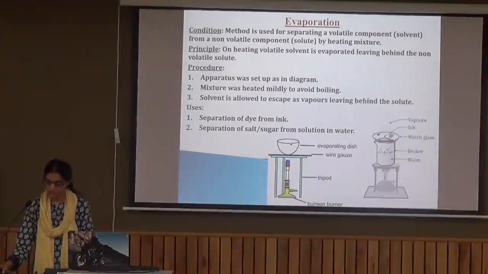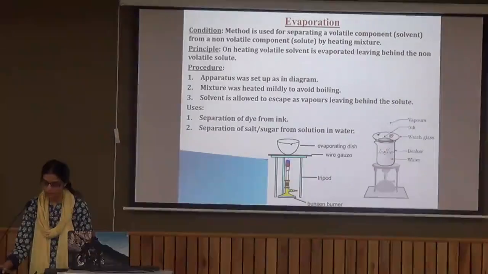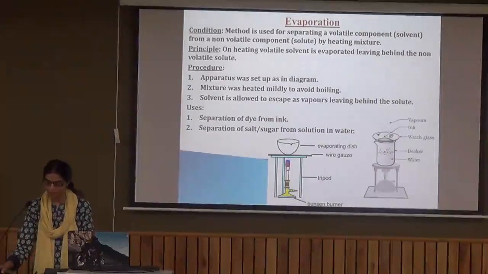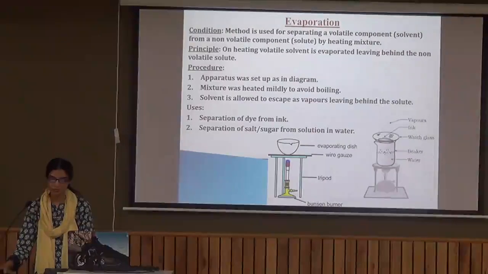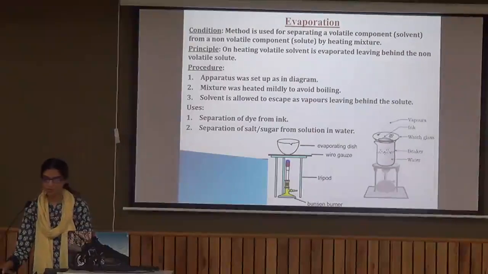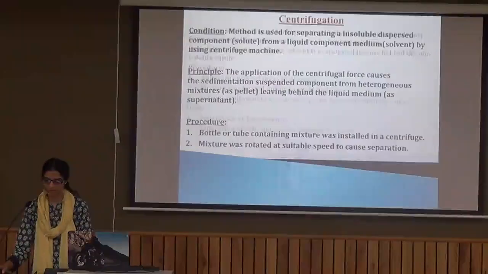In this case, we are separating the ink which is present along with water. So here the ink is the non-volatile component and water is the volatile component. Water will volatilize and ink will be left in the watch glass after heating. And you see there we are using a water bath for heating ink, because otherwise there are chances that the components of ink may undergo decomposition if we heat them directly on the flame.